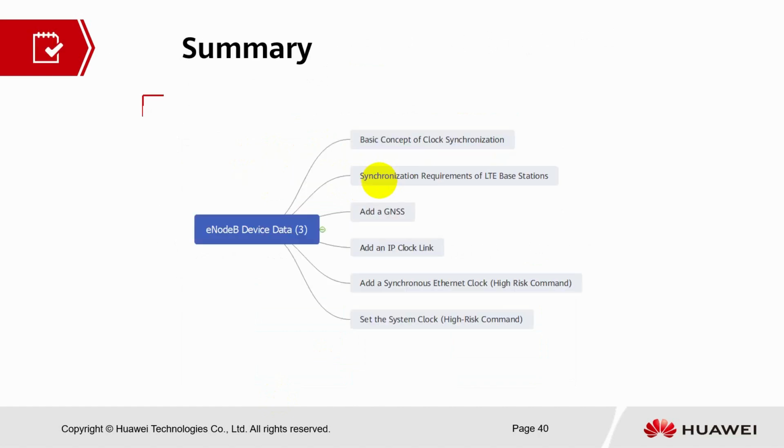The summary of eNodeB device data: we have learned about the basic concept of clock synchronization and the synchronization requirements of LTE base stations. We have learned how to add an external clock, for example GNSS, IP clock link, and synchronous Ethernet clock. And we also learned how to set the system clock.